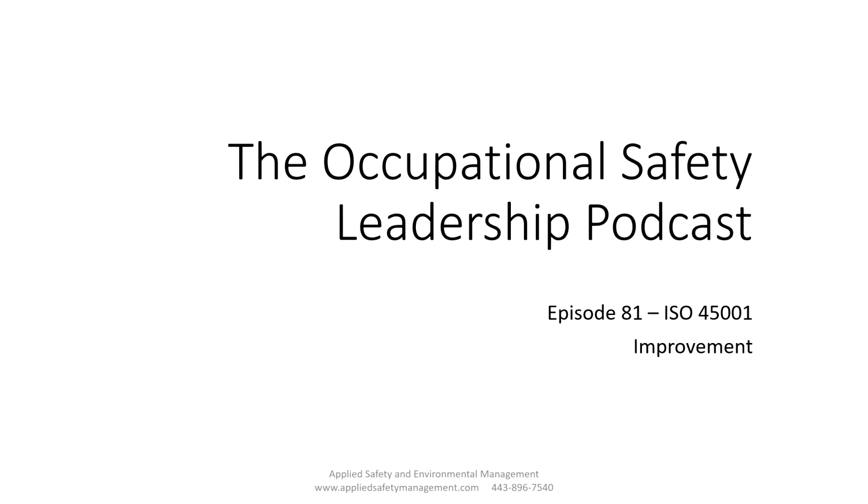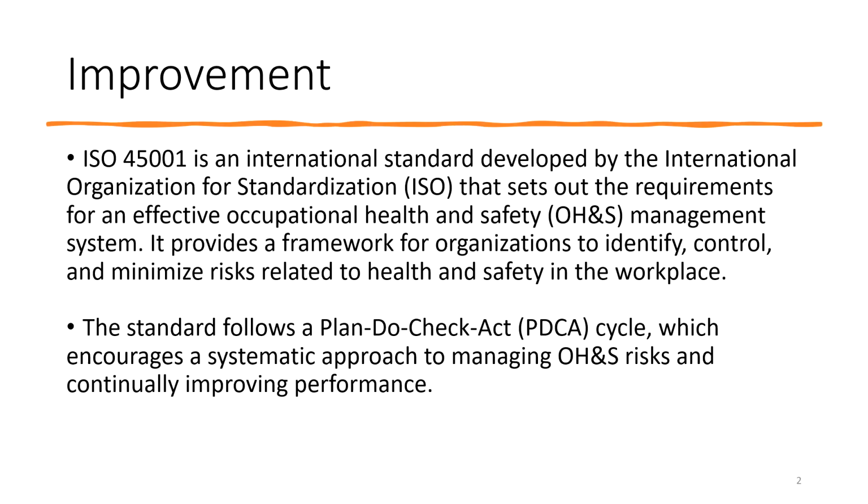Here's where we're going to talk about improvement. ISO 45001. Let's just dive right in. For those of us just joining in, ISO 45001 is an international standard that sets an effective occupational health and safety management framework, basically based off of the Plan, Do, Check, Act. And this is where we're going to identify, control, and minimize risks to safety and health in the workplace.